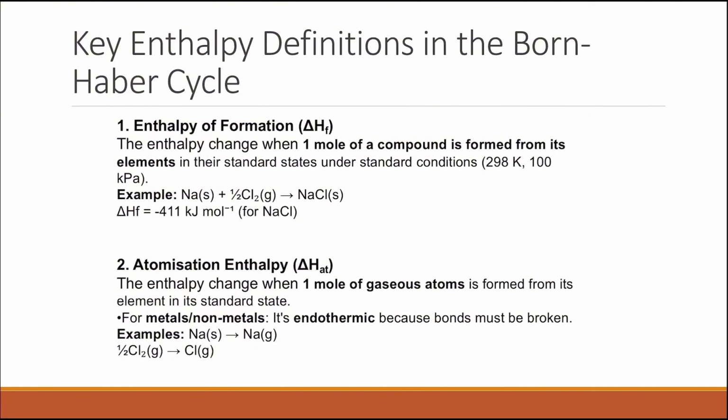Now, when we construct the Born-Haber cycle, there are certain enthalpies that we need to account for and use. The first one is enthalpy of formation, which we talked about already. And then we have the atomization enthalpy. When you have the elements, you need to atomize them, basically converting them into gaseous state, and they have to be single atoms. So this is the enthalpy change when one mole of gaseous atoms is formed from elements in their standard state. If it's solid in its standard state, we have to convert it to a gas. If it's a molecule, we have to convert it into individual atoms.